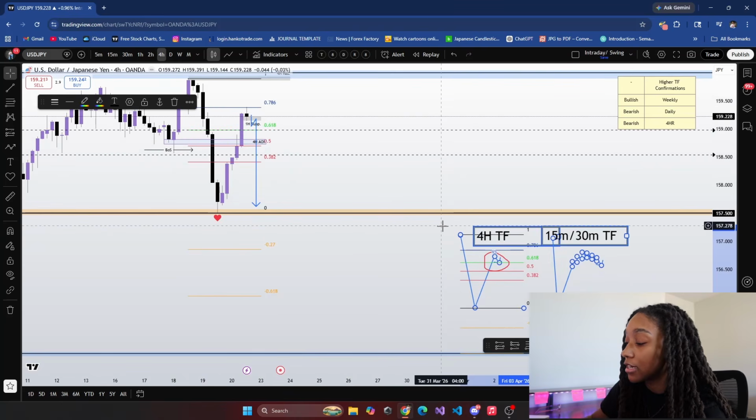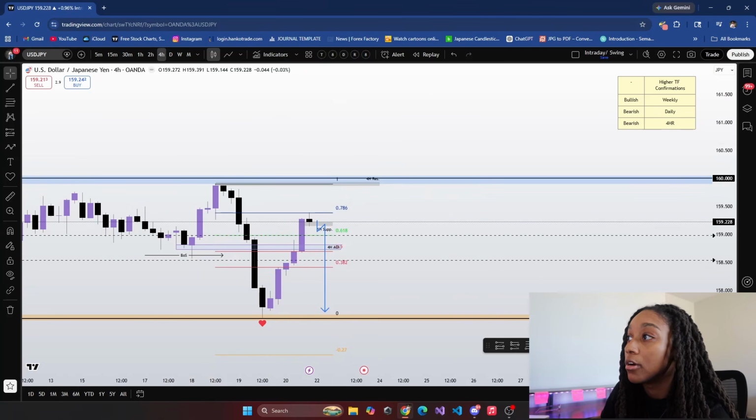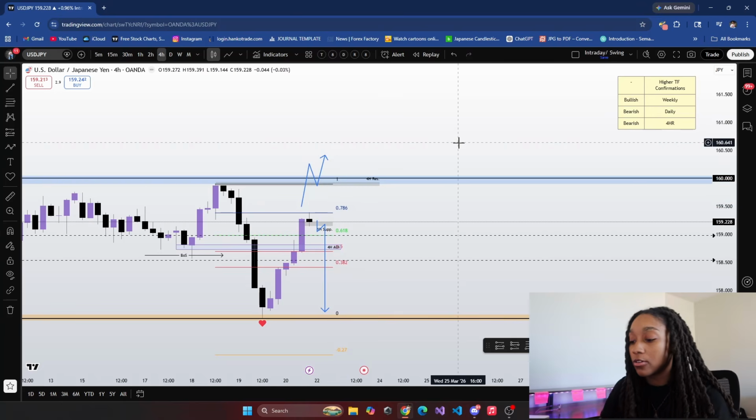So I'm just looking for these sales. If price decides not to shift to the downside, and instead breaks above 4 hour structure, so we end up breaking above this resistance level, then this trade idea will no longer be valid. So this is what I'm looking at for UJ. Pretty simple, nothing too crazy.